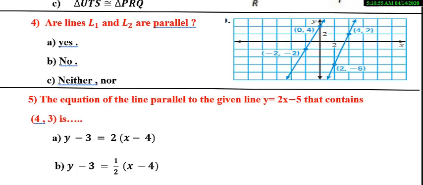The procedure is to find the slope of the first line and the slope of the second line. Once you have the slopes, if the slopes are equal, that means the lines are parallel. If the slopes are not equal, the lines are not parallel. So we need to check the answer by getting the slopes. First, we need to find the slope of the first line, which is M1.